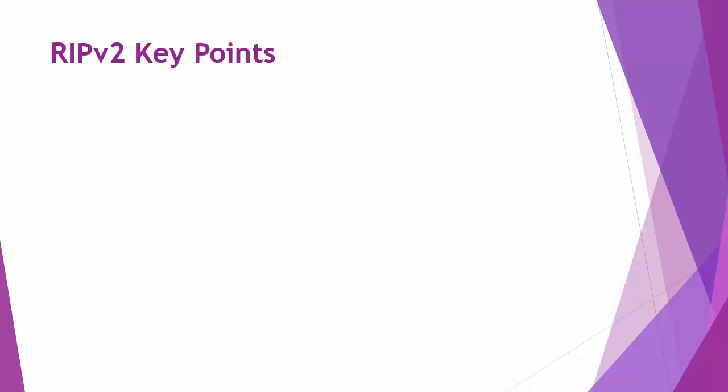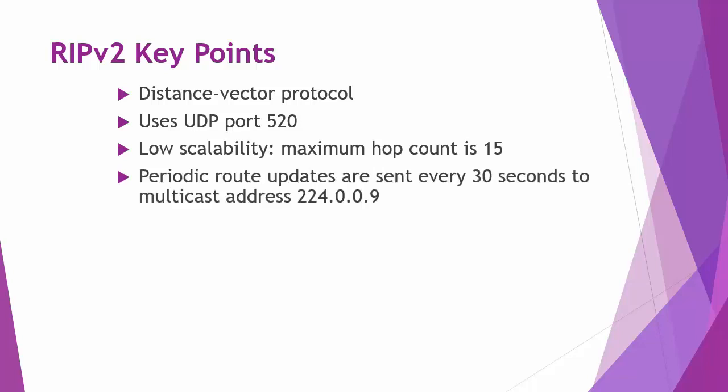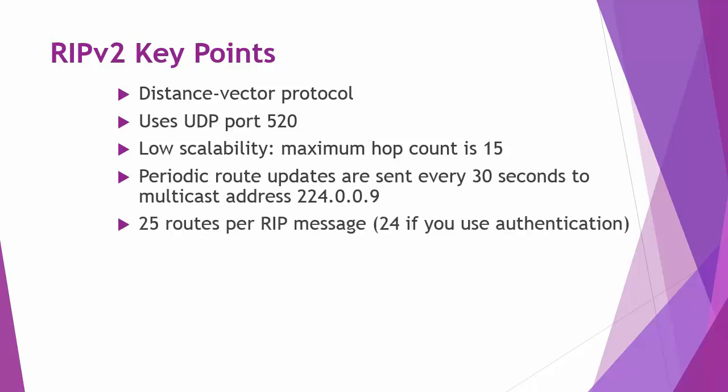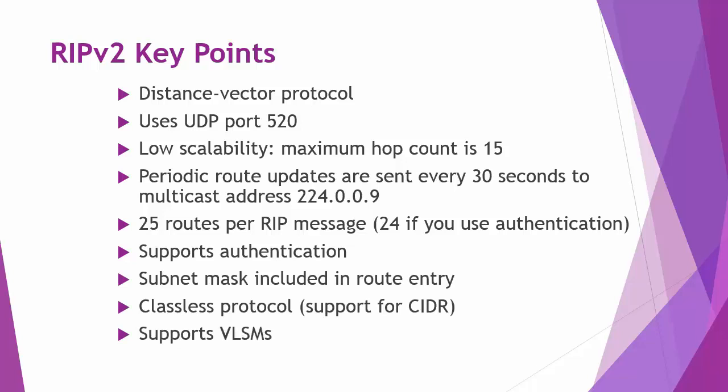In summary, here are some key points about RIP version 2 that you need to memorize for your CCDA exam. It's a distance vector protocol which uses UDP port 520. It does not scale well since the maximum hop count is 15. Periodic route updates are sent every 30 seconds to a multicast address. 25 routes are allowed per RIP message, or 24 if you're using authentication. And obviously it supports authentication. Subnet mask is included in every route entry. It's a classless protocol. It does support VLSM, and the metric for RIP version 2 is router hop count.